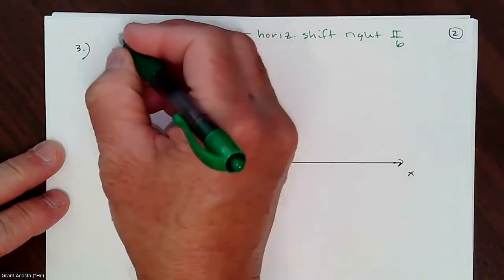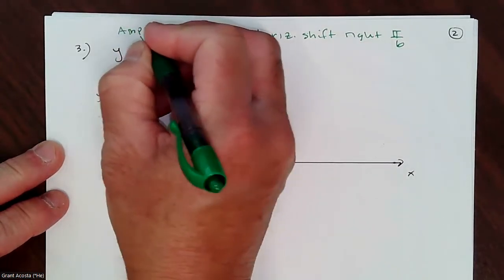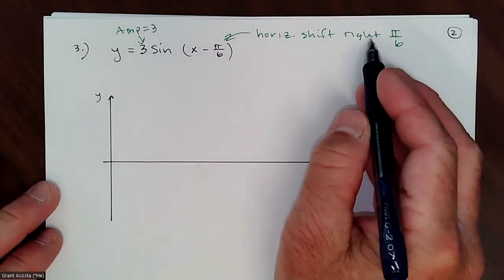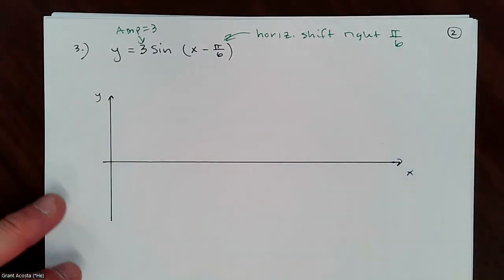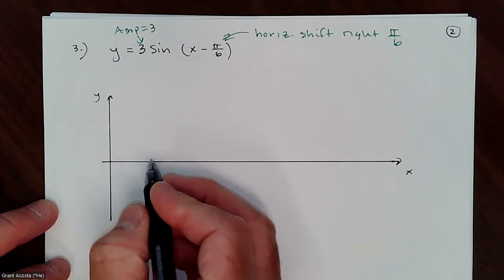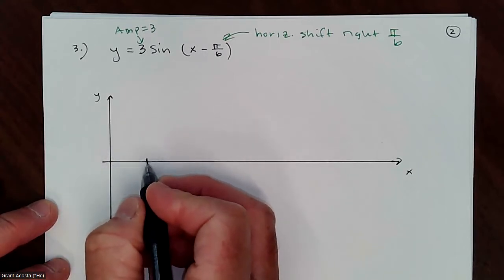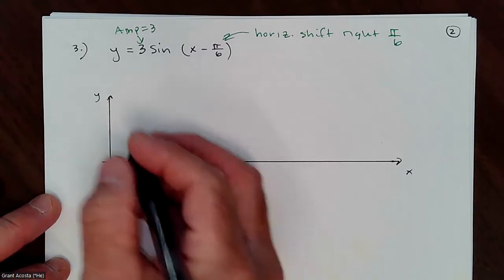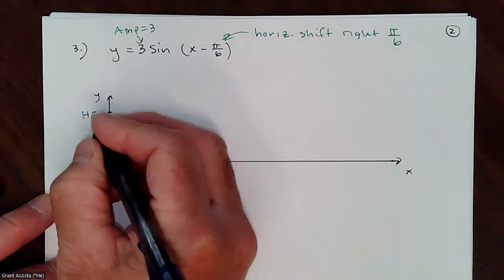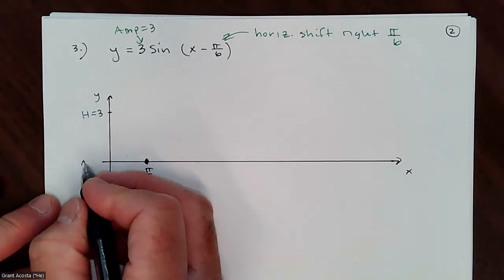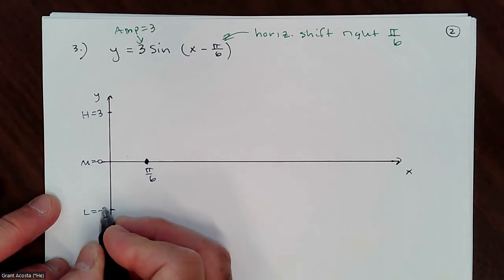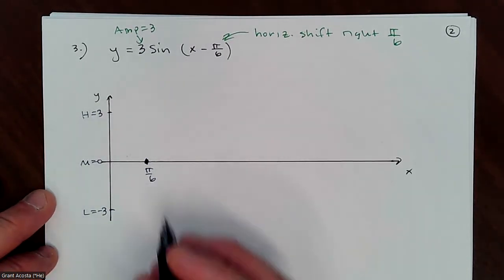My amplitude is 3, and that's it in terms of the transformations. But if it's moving my whole graph right by pi over 6, what that means is instead of starting at 0, we're going to start our graph actually at pi over 6. Normally sine starts at the middle. Let's get our high. Our high is going to be 3. This is our middle because it hasn't been raised up or down. And our low would be -3 since our amplitude's 3.